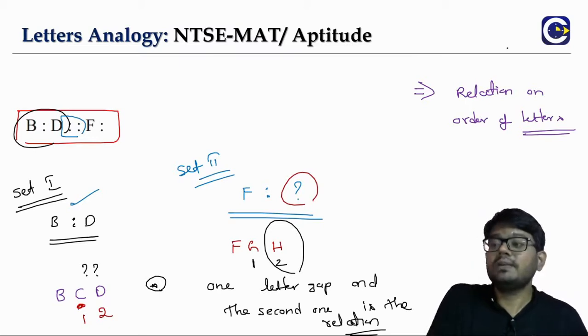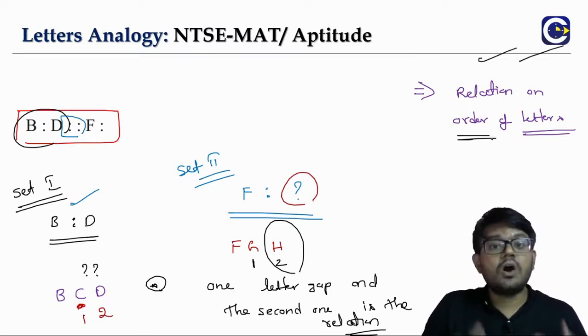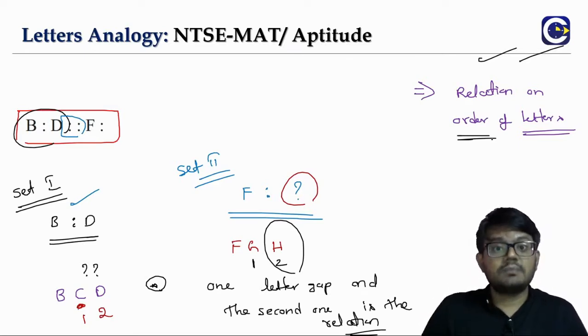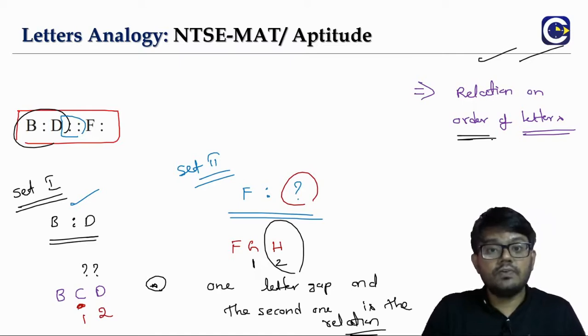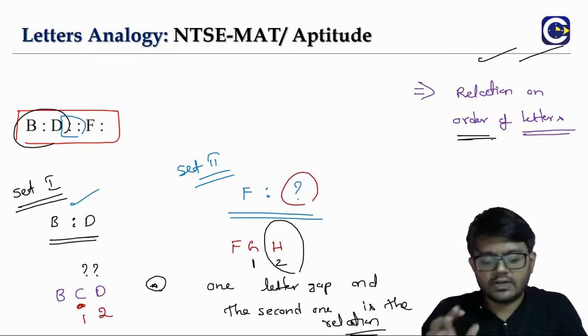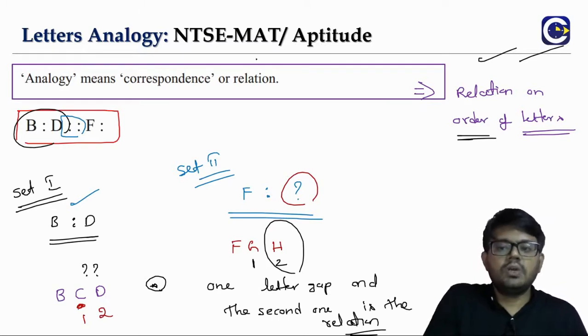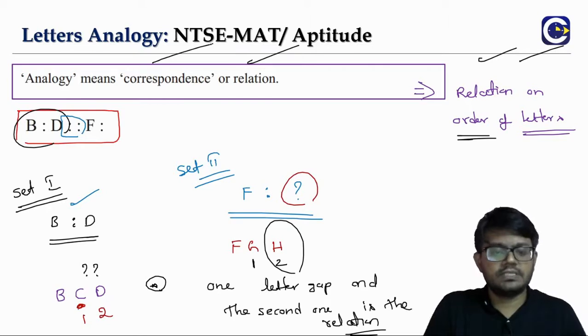So this is what we mean by the relation in terms of the order, like leaving one letter. Sometimes we leave 4 letters and choose the 5th one. Sometimes we may leave 8 or 9 letters and choose the 9th or 10th one. So the questions usually are based upon the order of the relations. This is the first thing whenever we have the letter analogy. But what does analogy basically mean? It is about looking at the relation between the letters. This is the standard type of question.